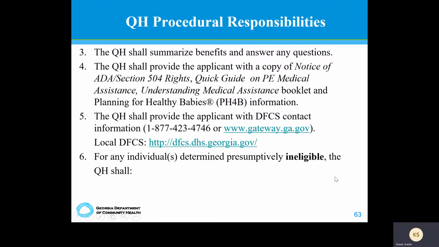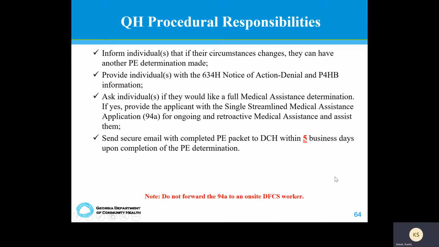If an individual is determined ineligible, then you will let them know if their circumstances change, they can come back and reapply for presumptive. They do not have to wait 2 years because they were not approved. They can come back anytime their circumstances change. And then you're going to give them their notice in writing, the 634H, which is the denial notice, and you're also going to provide them with the P4HB information.